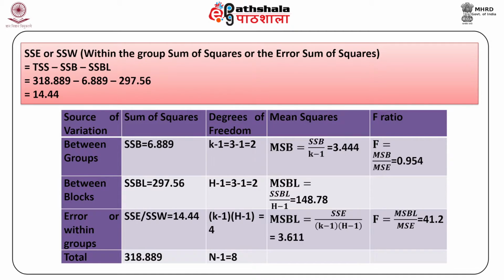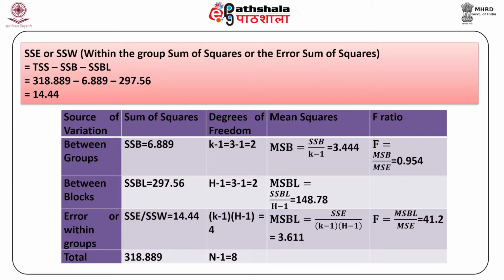For between blocks, the degrees of freedom is equal to h minus 1, which is 3 minus 1, equal to 2. The error or within groups degrees of freedom is equal to k minus 1 into h minus 1, which is 3 minus 1 into 3 minus 1, equal to 4. And for the total sum of squares, the degrees of freedom is n minus 1, equal to 8.